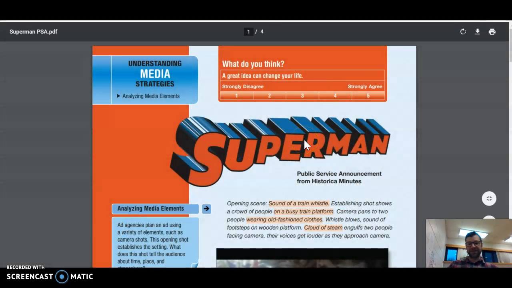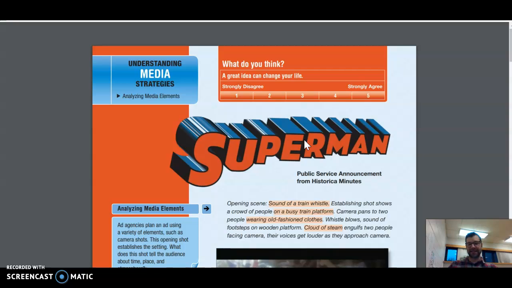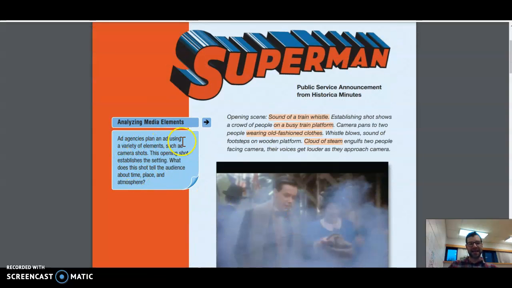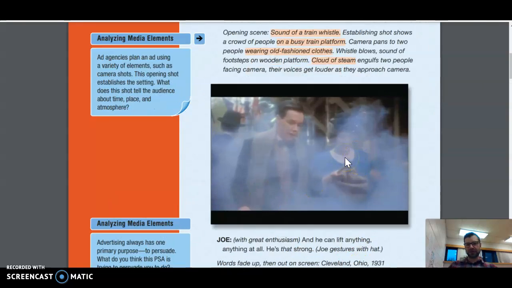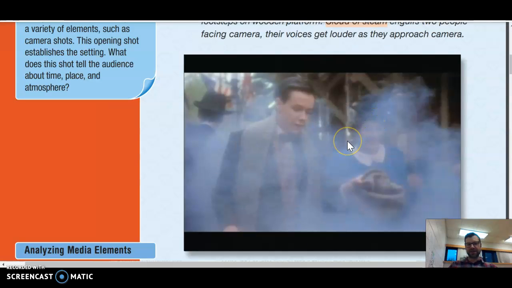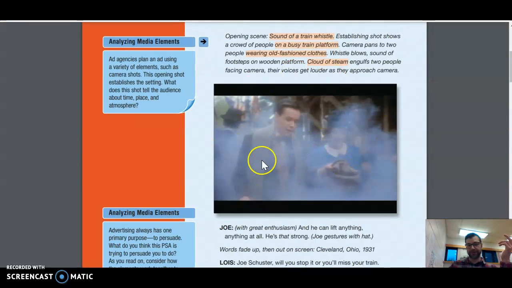Okay, so if any of you have seen them, they're called Heritage Moments, Canadian Heritage Moments, or Canadian Historica moments. Ad agencies plan an ad using a variety of elements such as camera shots. The opening shot establishes the setting. What does this shot tell the audience about time, place, and atmosphere? Well, let's take a look. I don't know how I can zoom in. Okay, so you can see in this that just judging by what they're wearing, this is probably early 1900s.